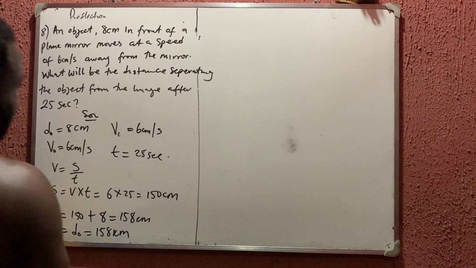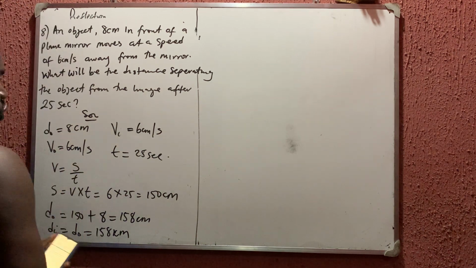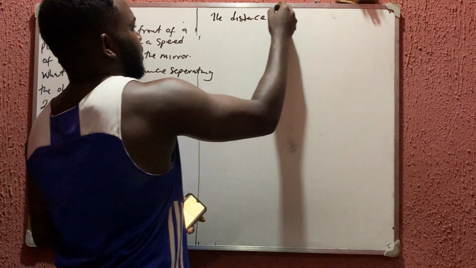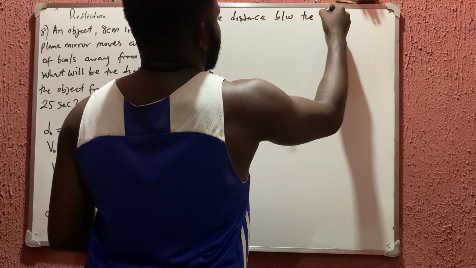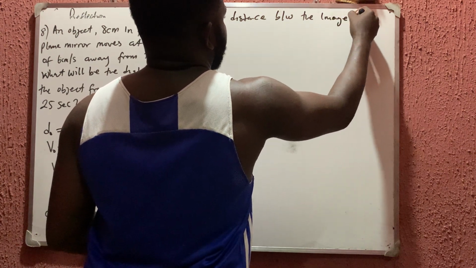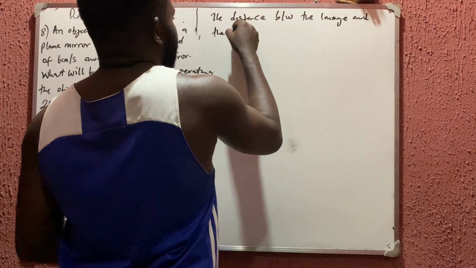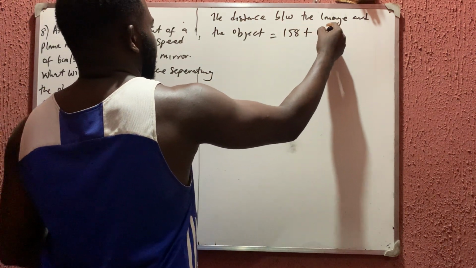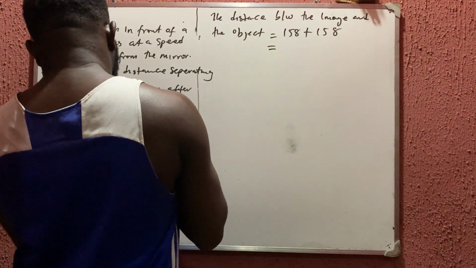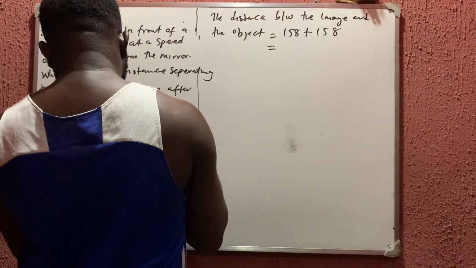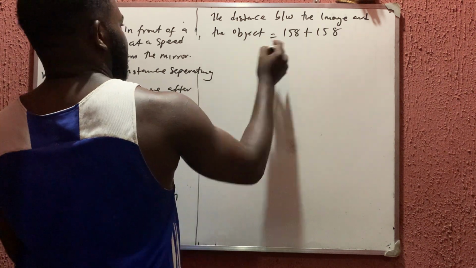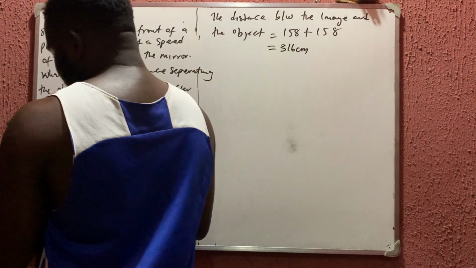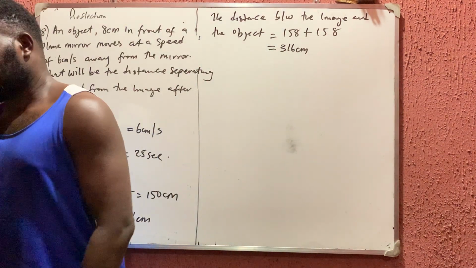So the distance between the object and its image is the addition of the two. So the distance between the image and the object is equal to 158 plus 158, which will give us 316 cm. Very, very simple. So that is that for that.